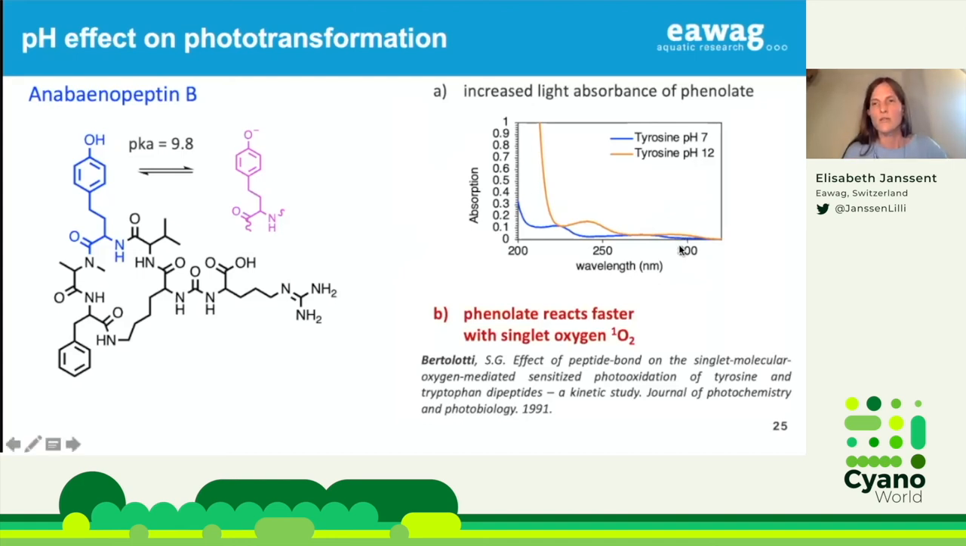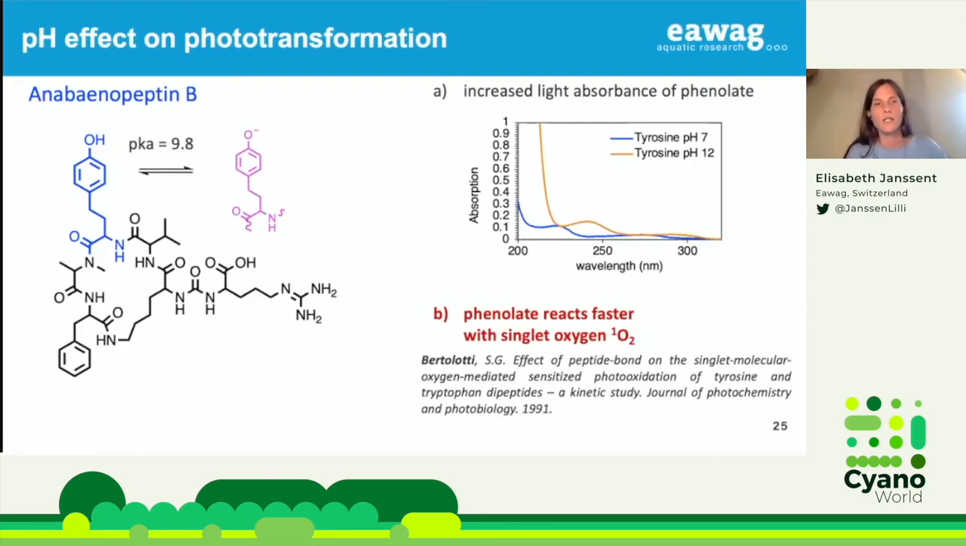So there is a pH effect from direct photolysis, but what we were more interested in here is the pH effect on indirect photochemistry. So not the anabenapeptin itself absorbs the light, but other organic molecules absorb light and create reactive oxygen species that then react with our cyanopeptides. And one very abundant and potent reactive oxygen species that is photochemically produced is singlet oxygen, and deprotonated phenol, so phenolates, react with singlet oxygen at a much faster rate. We know this from studies of tyrosine as the freely dissolved amino acid, and also from several studies of phenolate-containing micropollutants.